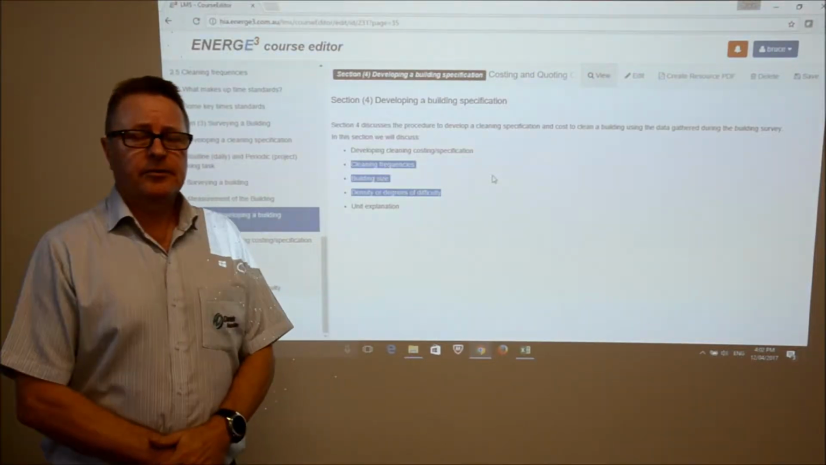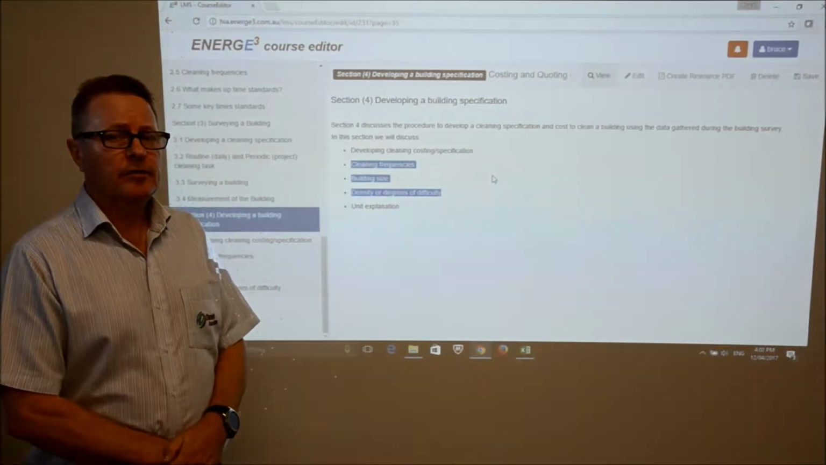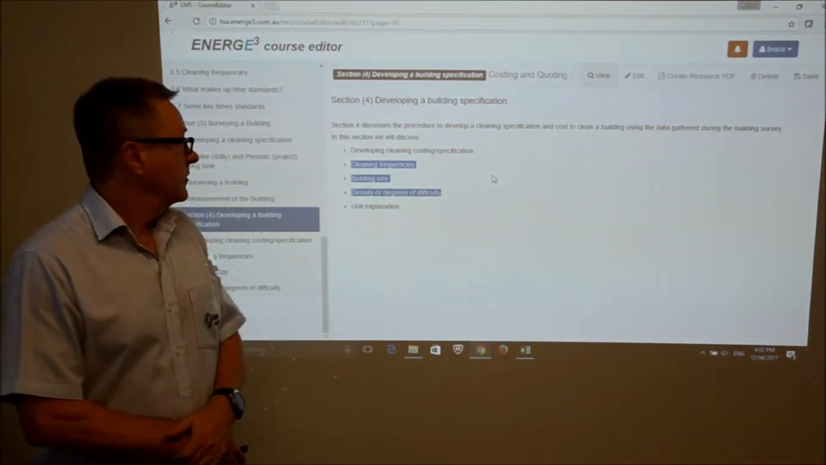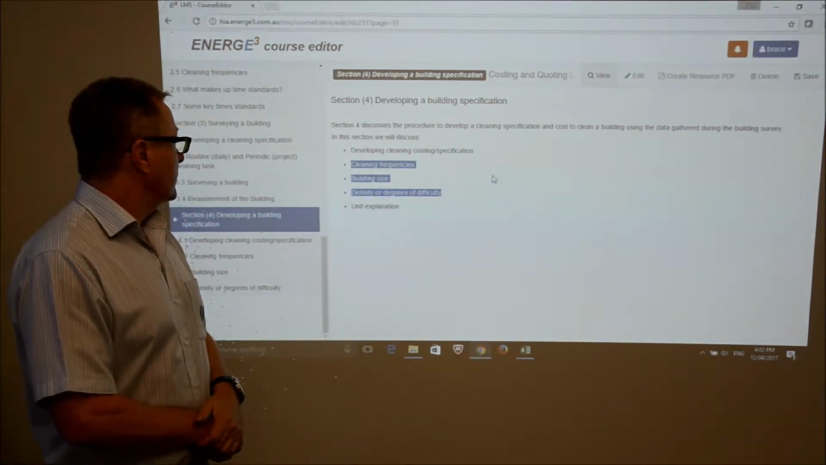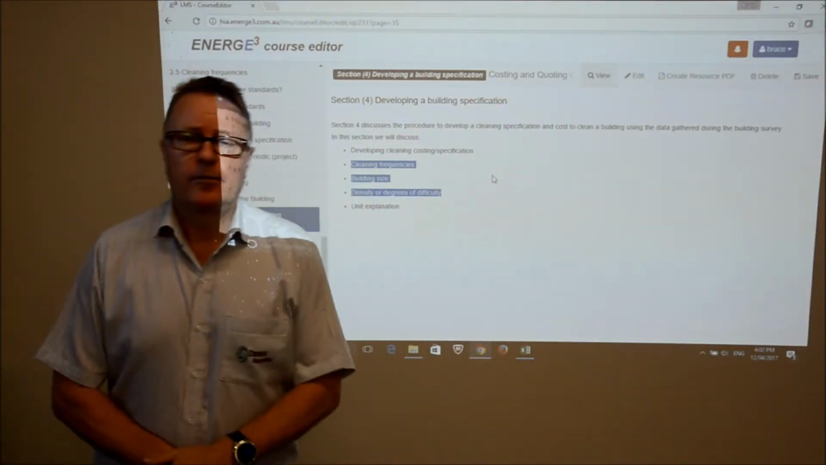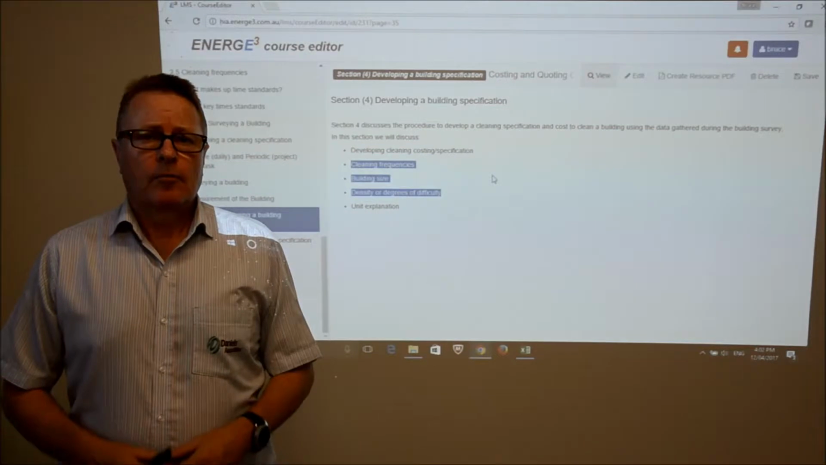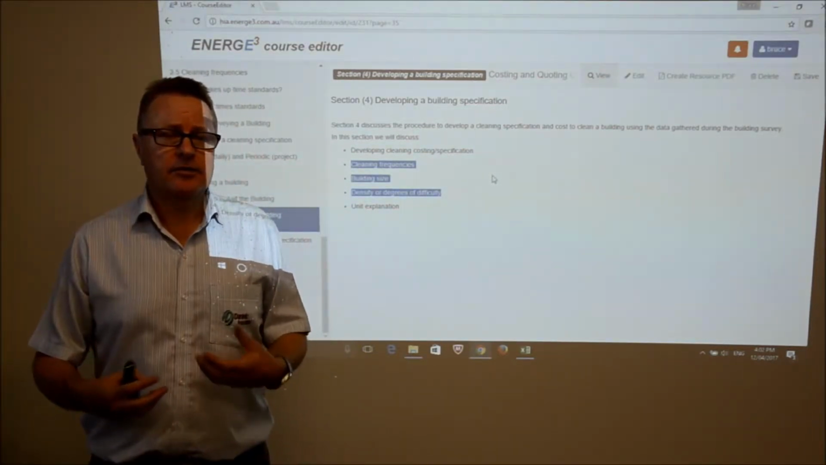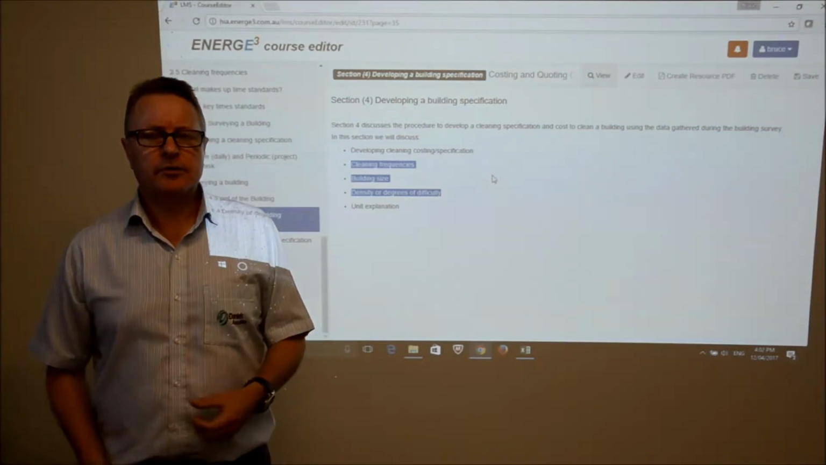Before we look at the Excel spreadsheet, we need to review quickly three of the key inputs into the productivity of your workload. They are the frequency, the building size, and the density or degree of difficulty. Firstly, the frequency. When we quote on a particular building, a large part of the cost is going to be the frequency at which we do something.